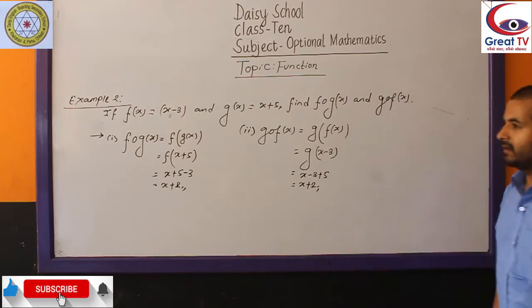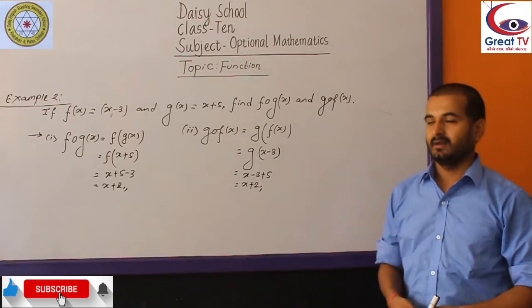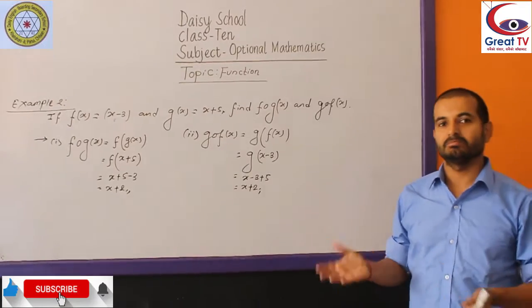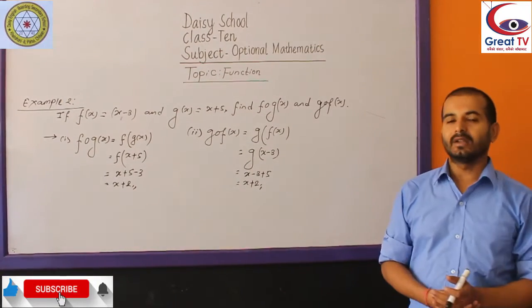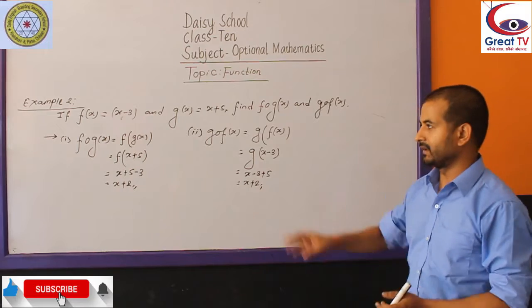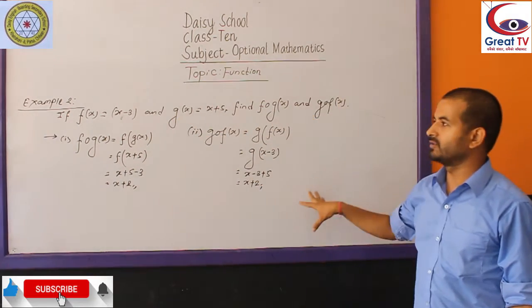So you get the same, but in every case it will not be the same. But it can be the same in some cases. So this is how we get the composite function. Remember, composite in terms of the algebraic one.